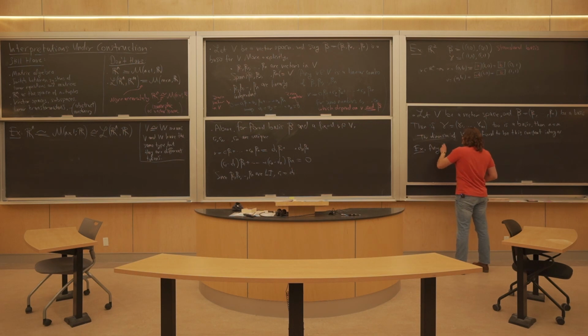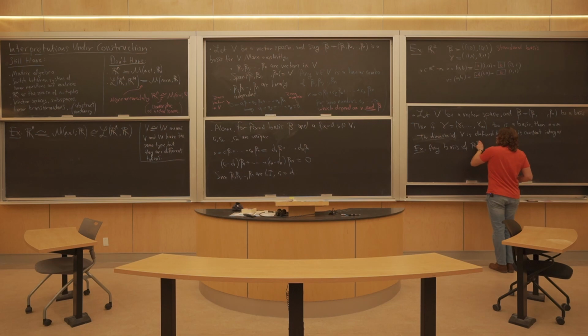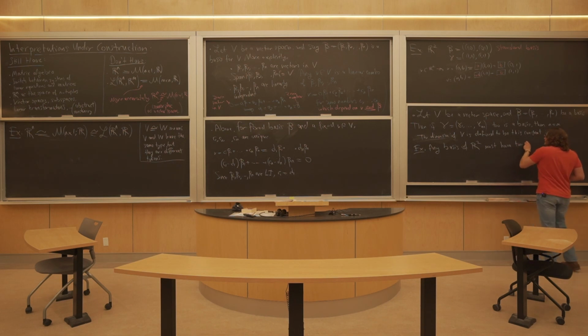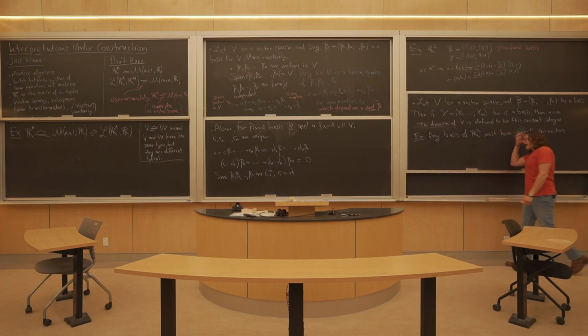So, any basis of R2 must have exactly two vectors. Okay, let me write this explicitly. If you have two vectors, two arbitrary vectors in R2, I'm not saying that they're going to constitute a basis.